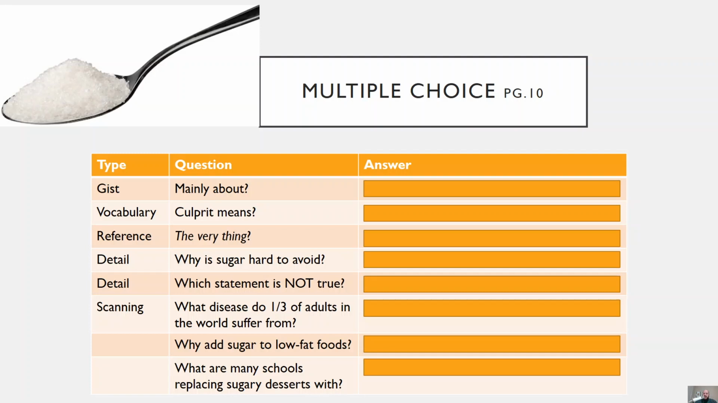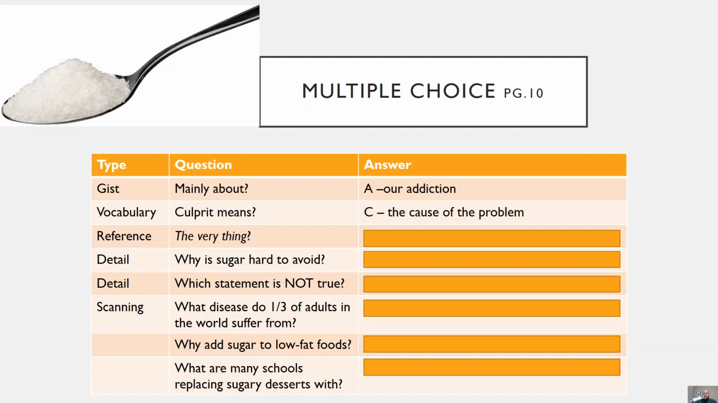So the gist, this is page 10, the multiple choice questions. The gist question, what is the text mainly about? Our addiction to sugar. The vocabulary question, what does culprit mean? Culprit is C, the cause of the problem. The reference question, what is the very thing? The thing. It's our ability to store sugar as fat. That's what they're talking about.